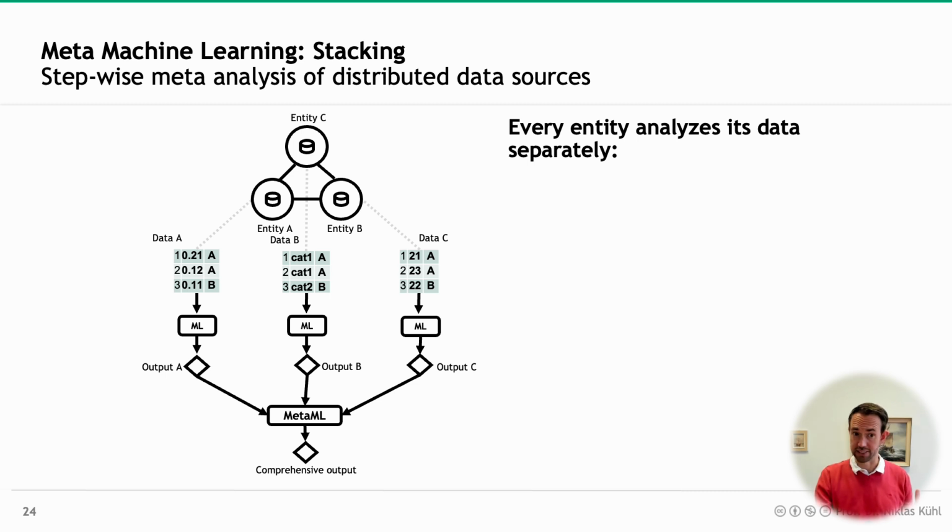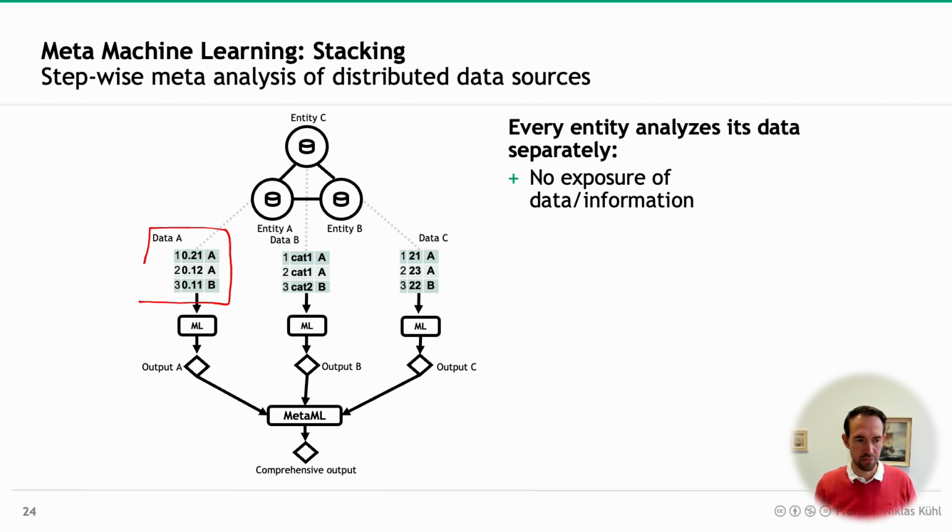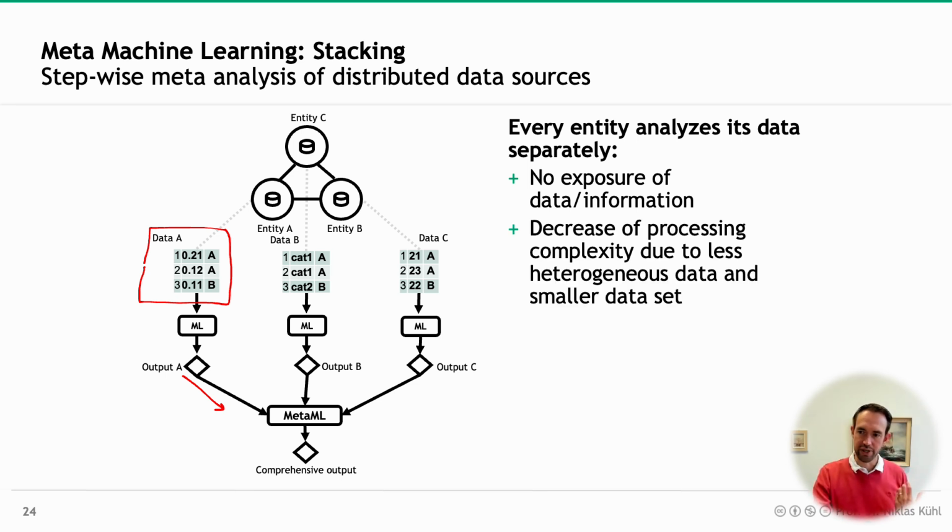And obviously there is. If we utilize stacking, that means all of these entities build their own machine learning models. They give an output to a meta model, which is hosted somewhere else, which can then give a comprehensive output. And by that we have no exposure of data information, right? All the raw data, all the IP protected data does not leave this entity over here. The only thing that we output is a single number or a few numbers, depending on whether it's a classification or regression. That also means we decrease our processing complexity because every entity has to process its data on its own, has to create its models.